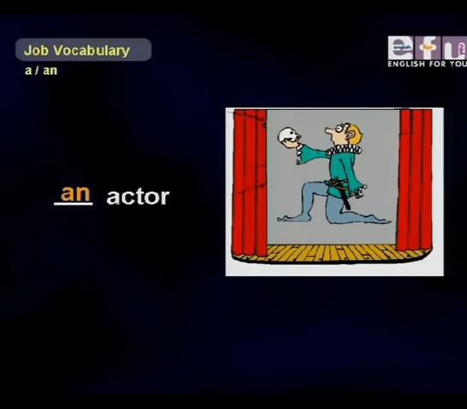Now, we're going to do quite a few of these, and here we go. Artist, draw. All right, Lisa. An artist draws. All right. Now here's another one. Singer, sing. Okay, Isabel. A singer sings. All right. Now, this one is for you, Ali. Writer, write. A writer writes.